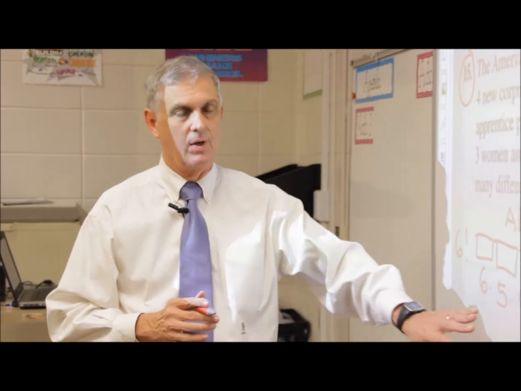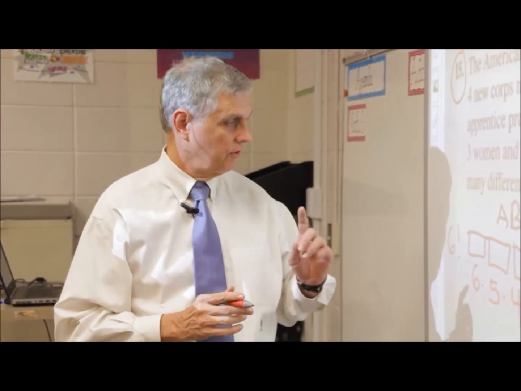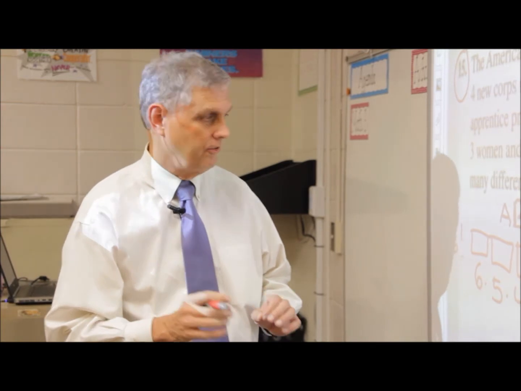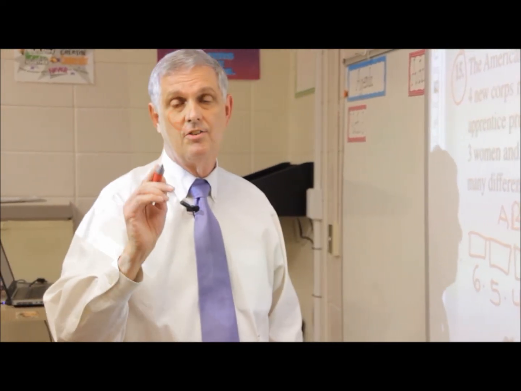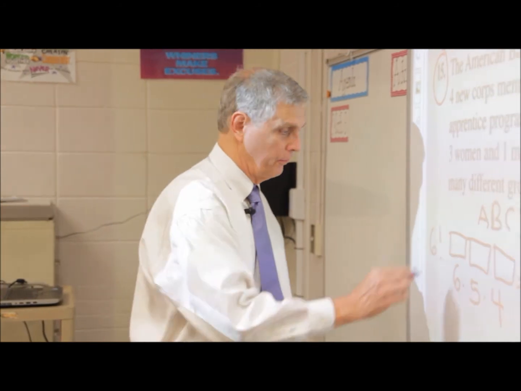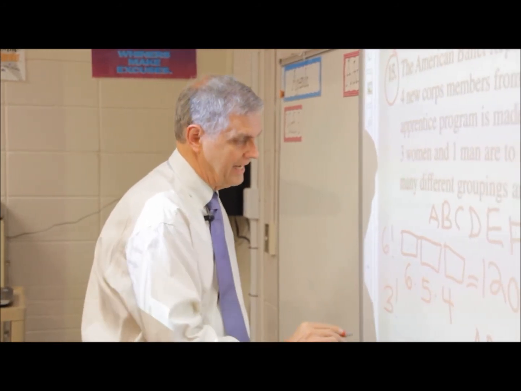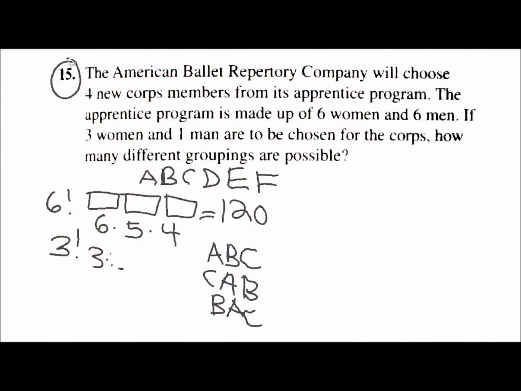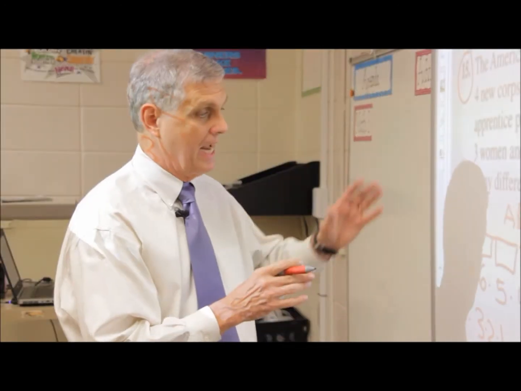Now, how can we filter out all of the duplications? There's a little trick. You take the number of spaces that you're fitting this information into, and you take the factorial of that number. There's 3 spaces. The factorial of that number is 3 times 2 times 1. And that becomes our filter. We divide that into the total permutations. So 3 times 2 is 6. 6 into 120 equals 20. So that's how many permutations without duplications we can have for the women.